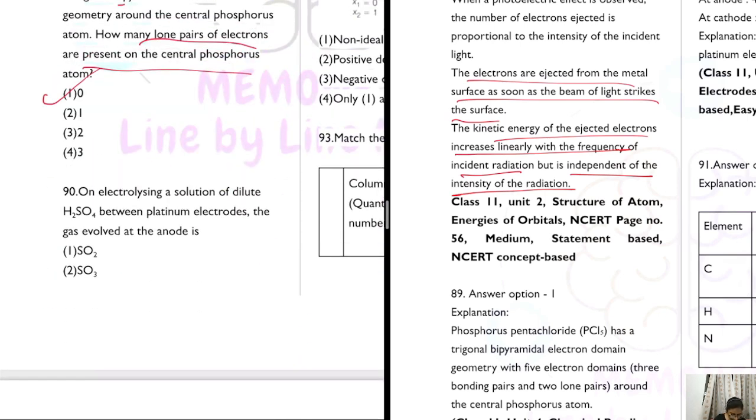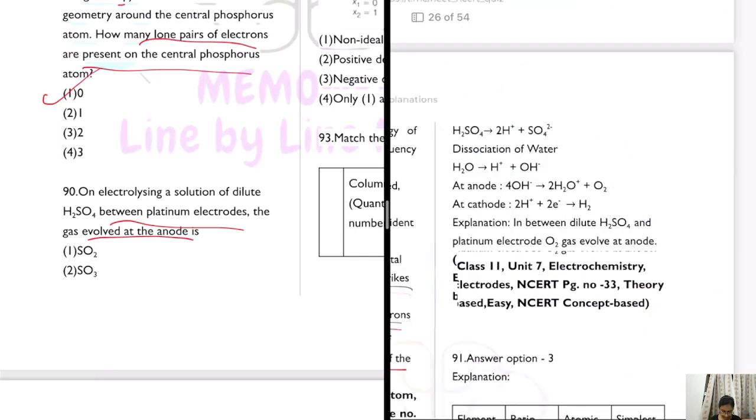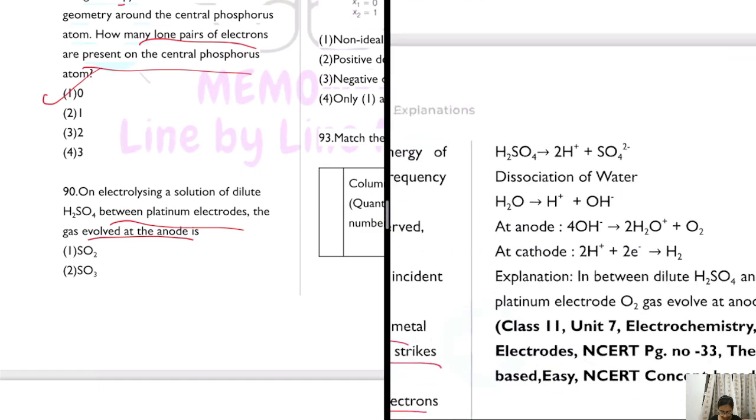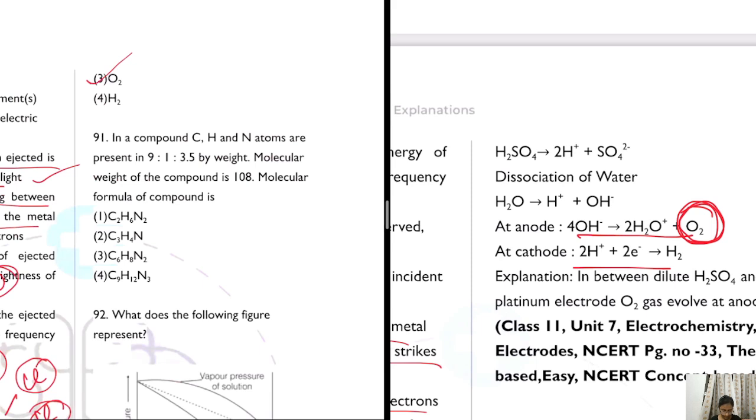On electrolyzing dilute solution between platinum electrodes, what is the gas evolved at the anode? See, we need to write the equations at the anode and cathode here. What would they be? At anode we have this, and at cathode we have this. At the anode, what is happening? Oxidation. O2 is forming. So our answer would be this. Let's see the next question.